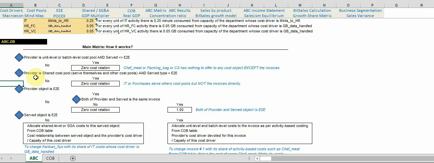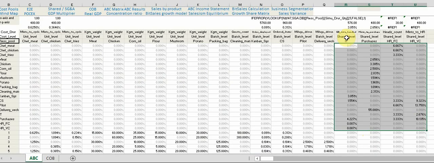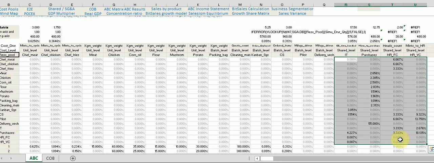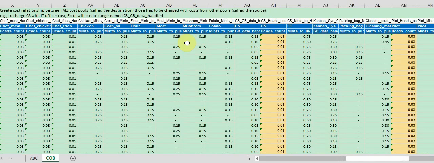If the provider is a shared cost pool, the cost that serves other cost pools, and the served type is an invoice, that is this area. Shared level costs serve all the other cost pools but not the invoices. Now, how can we fill this cost relationship between the shared level cost and other cost objects? We will go to the second part of our COP database.